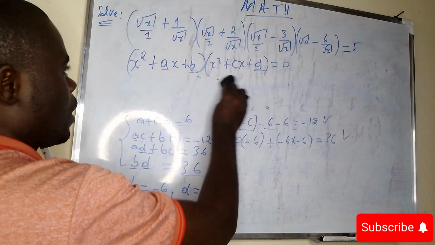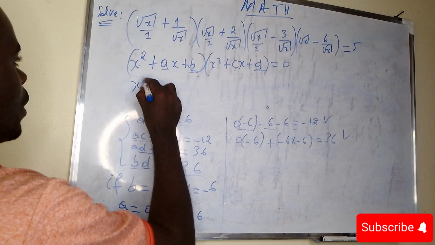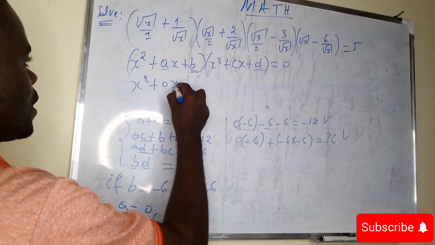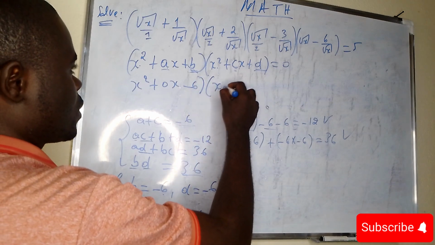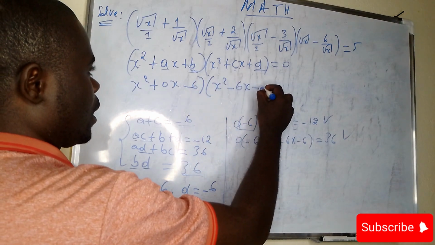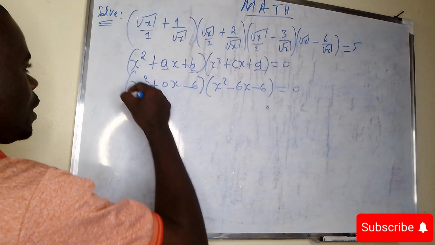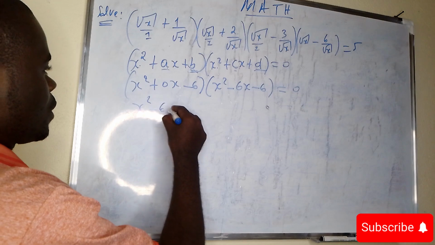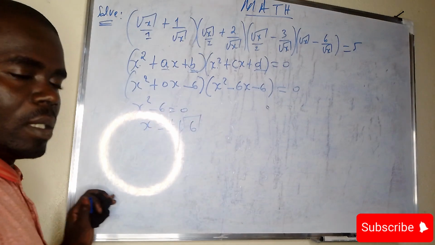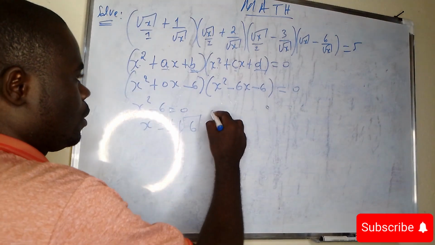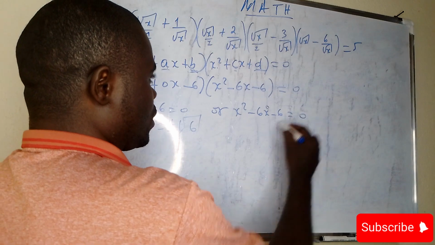Now after getting those numbers, we are going to put them here. We have x squared plus 0x negative 6, times x squared negative 6x negative 6, which is equal to 0. We are going now to solve. Automatically, we have x squared negative 6 equal to 0. x is equal to positive or negative root of 6. Hope you understand this.